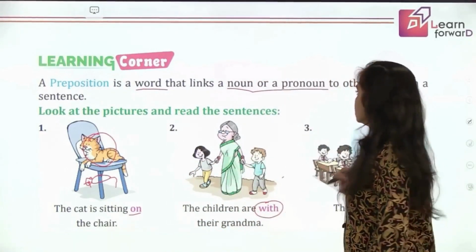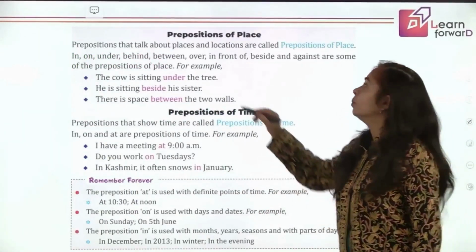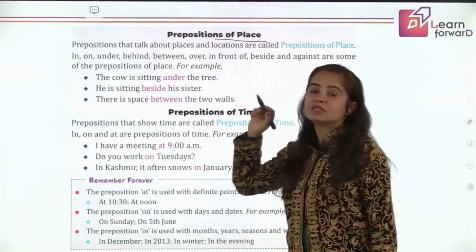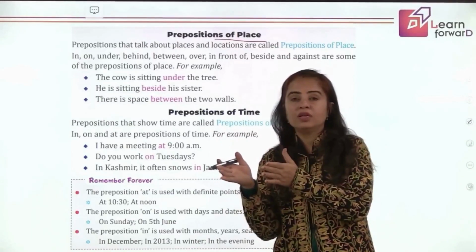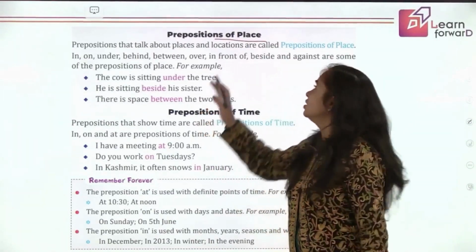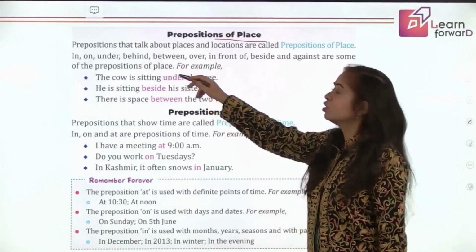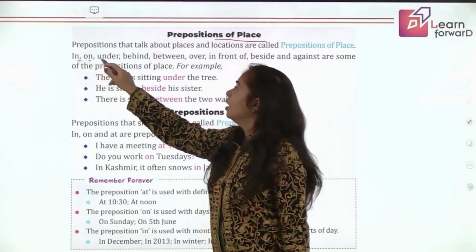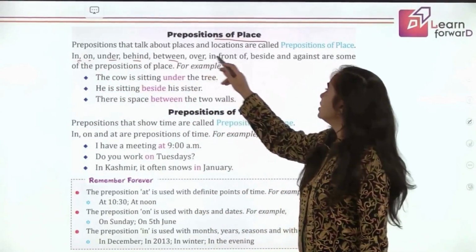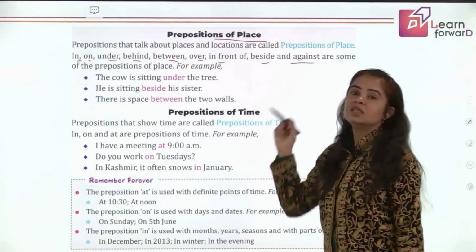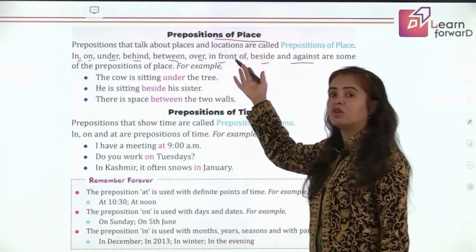So, we have different types of prepositions, like prepositions of place. So, they tell you the location, the relation of a noun or a pronoun in a sentence with respect to its place. Like, what are the prepositions? Different prepositions of place: in, on, under, behind, in front of, between, over, beside, and against. These are a few prepositions. There are many more telling you about the prepositions of place.